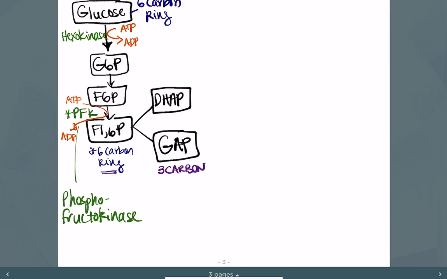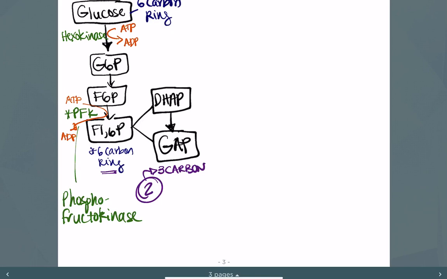So we started with 6, and now we have 2 3-carbon molecules. And while it is true in the cell that it becomes these 2 things, it's kind of annoying for students, because as soon as DHAP is formed, it becomes GAP. So you ultimately end up with 2 3-carbon molecules of GAP. So we had a 6-carbon ring that we split into 2 3-carbon molecules. So now we actually have 2 GAP.